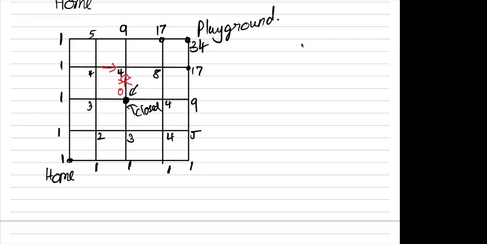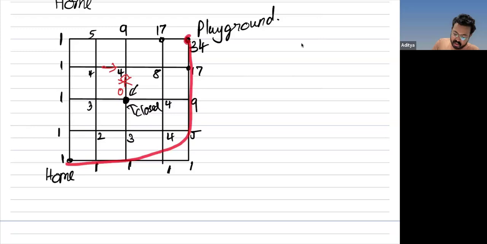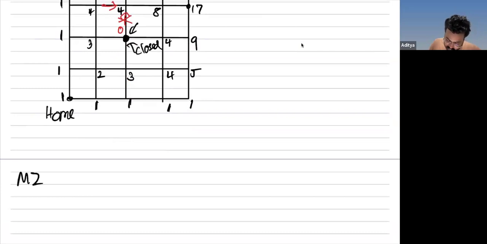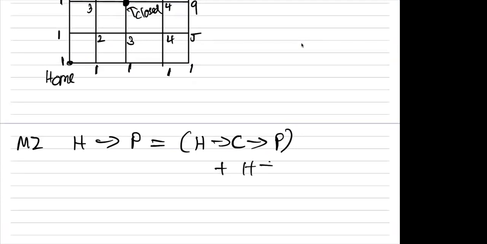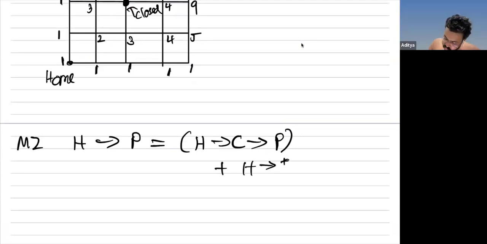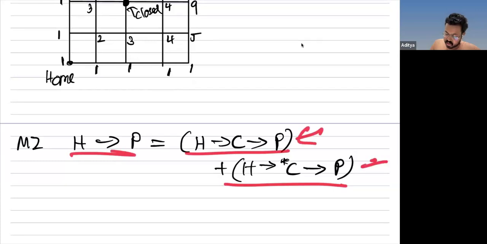So this was the way to do brute force counting to find the number of ways to reach this playground. You can call this method 1. Method 2 can be to go from home to playground, which involves going from home to the closed intersection to playground, and home to playground not going through the closed one. Are you getting the distinction between these two situations?